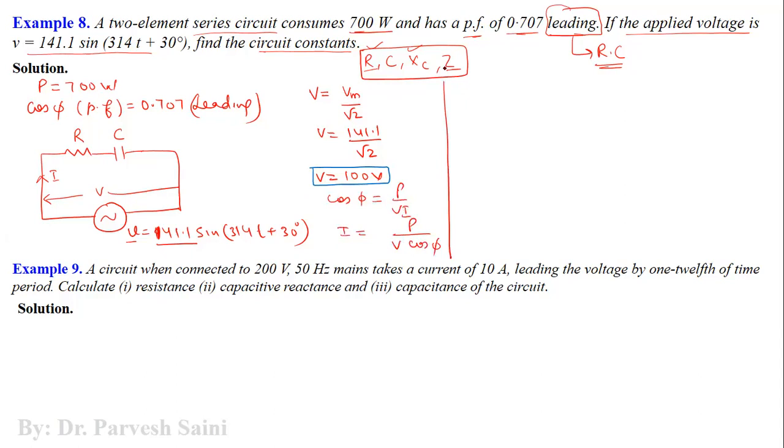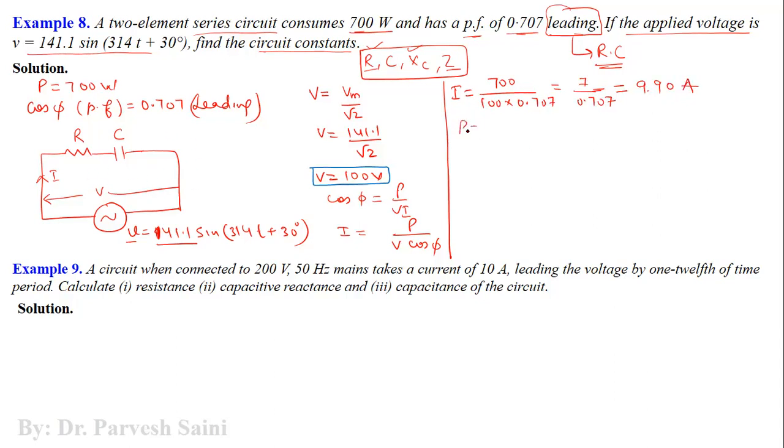So let us see. So I is equal to P is 700 watt divided by V is 100 and cos phi is 0.707. So this is 7 by 0.707. So the answer is 9.90 ampere. So this is the current that would flow in this particular circuit, right?